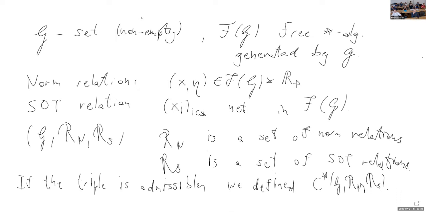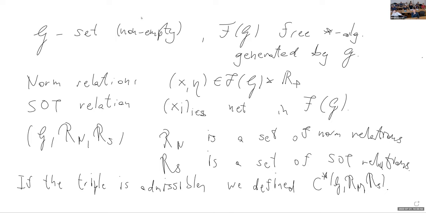So the idea is that you want to find representations of this free star algebra on a Hilbert space. And for the relations to be satisfied, the norm of this element X when represented is less than or equal to eta, and this net we want to converge to zero in the strong operator topology. That means our representation satisfies the relations.